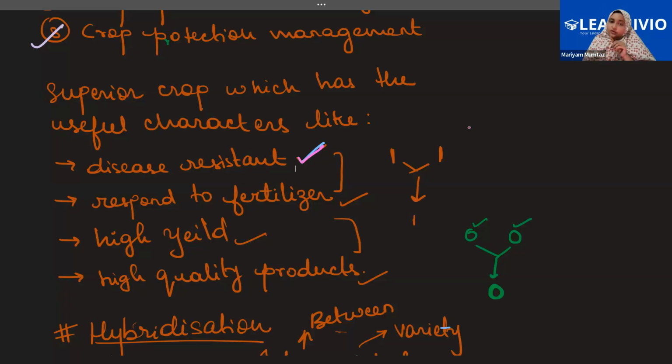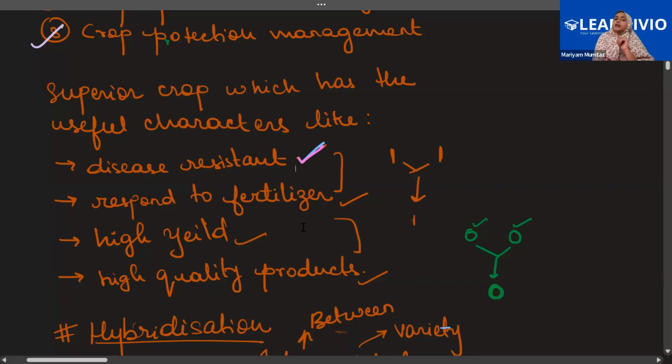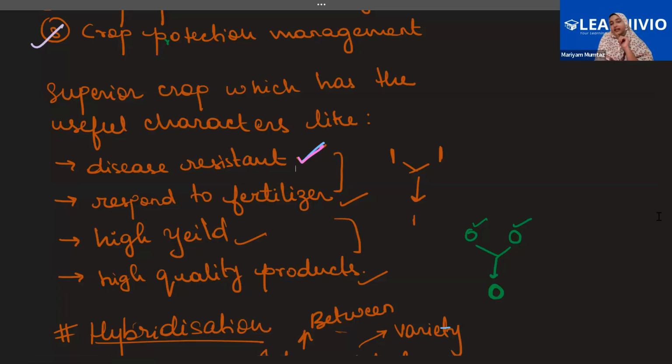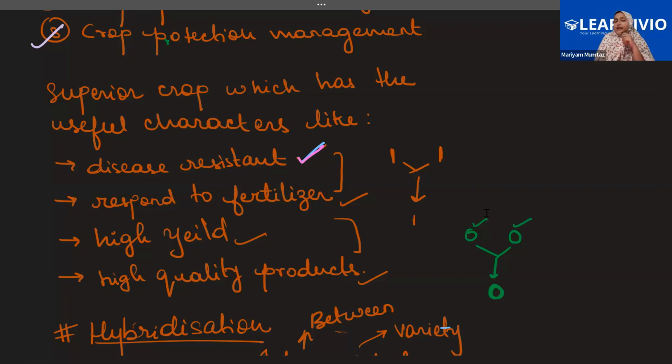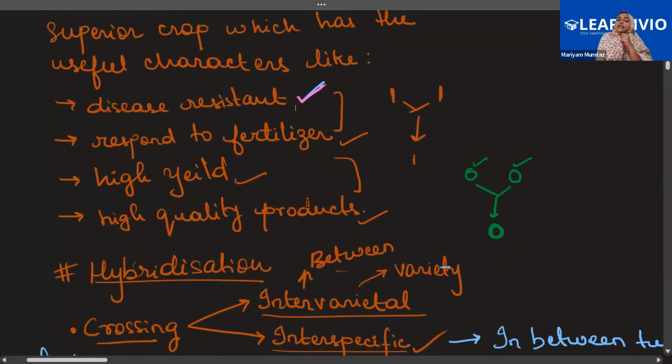Even though we are using fertilizer, fertilizer is a chemical only. That is why excess of fertilizer is also bad for the plant. But when the plant receives the fertilizer, it should be able to utilize it. For example, if it is getting a lot of nitrogen, it should be able to utilize that nitrogen for better growth. Then a superior crop has a high yield.